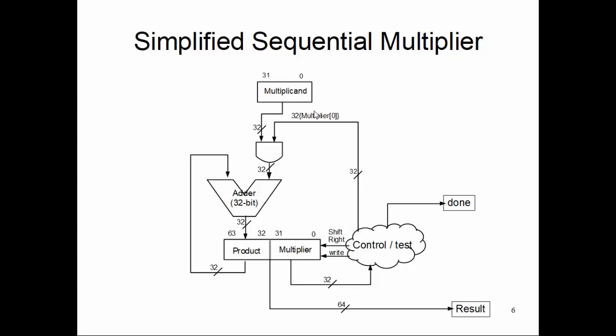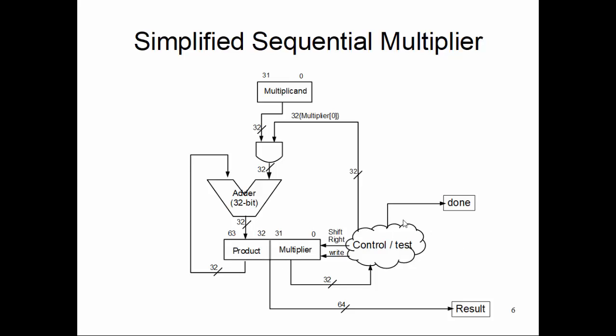If the multiplier bit is 0, we are ANDing zeros with the multiplicand bits, and we get 0 as the partial product computation. If the multiplier LSB is 1, then we get all 1s, and the output of this 32-bit 2-input AND gate would be the multiplicand. So we are adding up the multiplicand with the product as a partial product calculation.